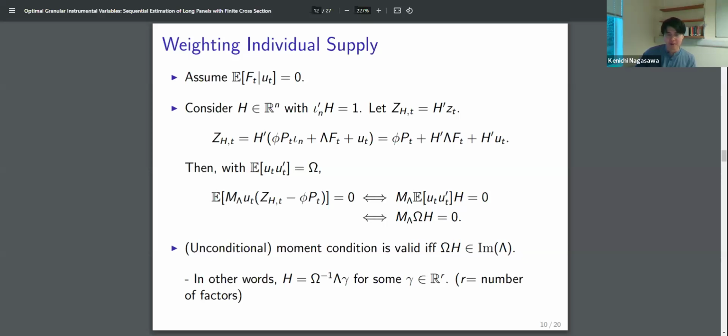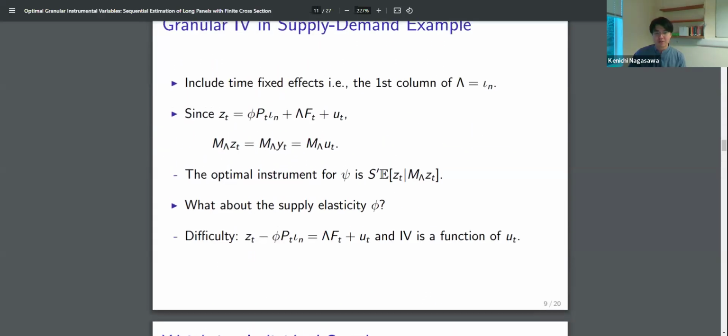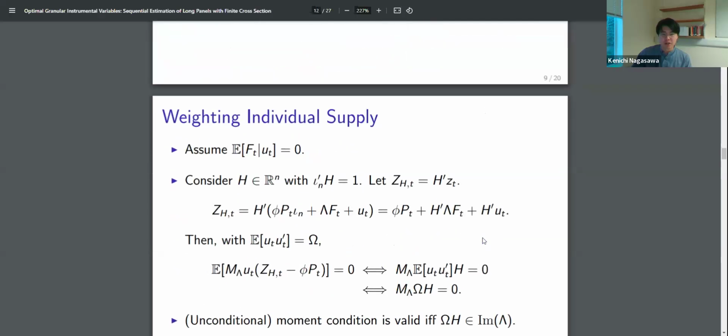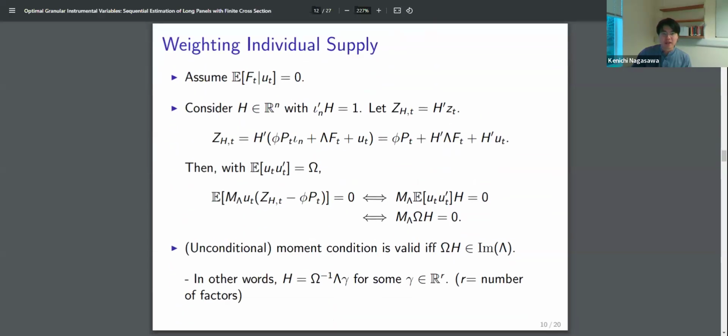And so this one, I think, is fine. But even if you assume this part, the orthogonality of the factor to the idiosyncratic shocks, you still have the issue that this UT shows up in the error term of the supply equation. So what we do here is, let's say H is a vector of weights, an n times 1 vector, and we want to find weights such that when we weight these disaggregated supplies, we can still use the granular instrumental variables.